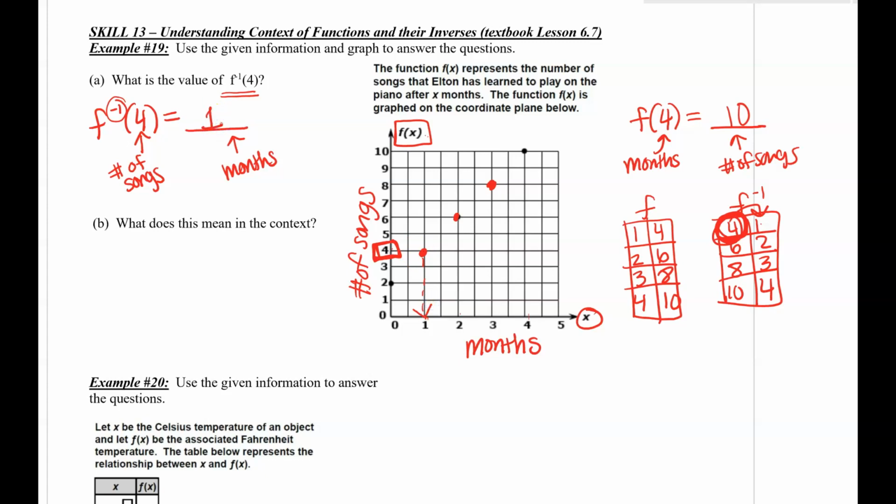All right, and what does this mean in context? It means he learned 4 songs after 1 month. Notice the meaning is the same both ways. If I say f of 1 equals 4, this means after 1 month, he learned 4 songs. f inverse of 4 equals 1, he learned 4 songs after 1 month. We're just saying it in a different order, viewing it in a different way.